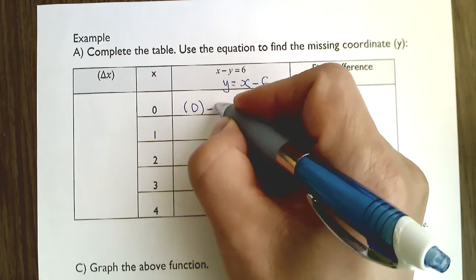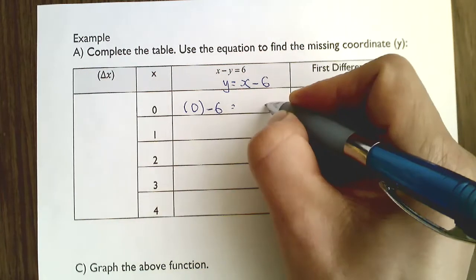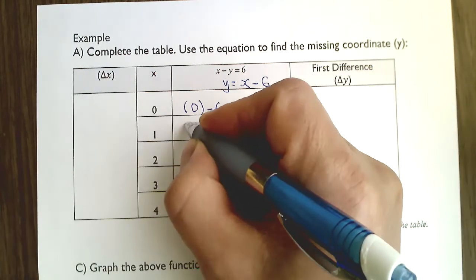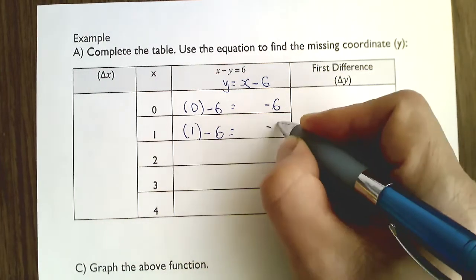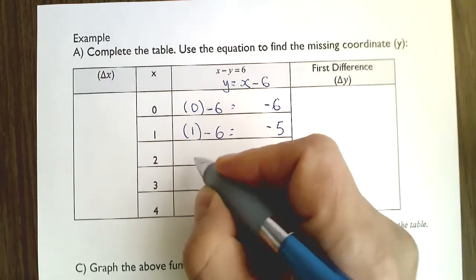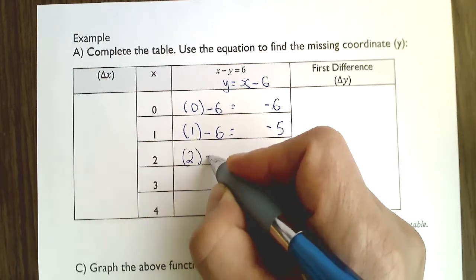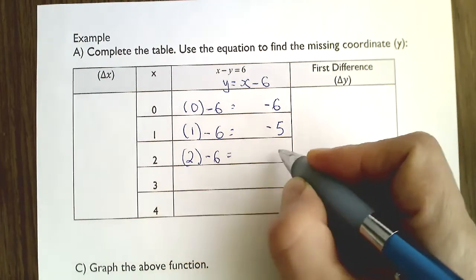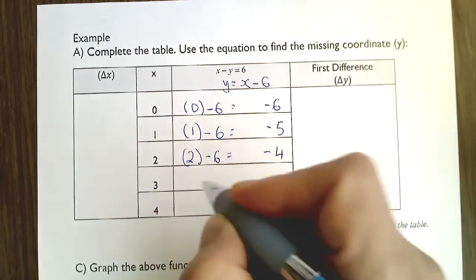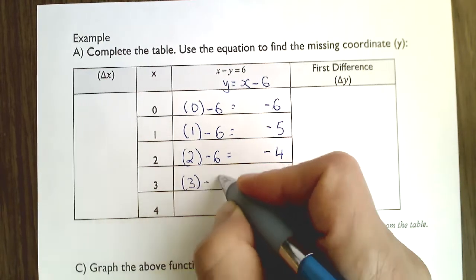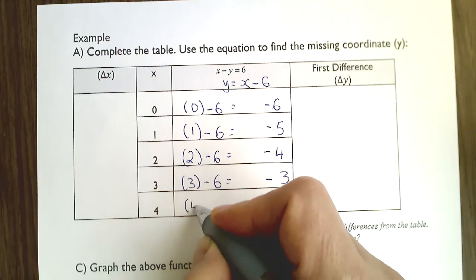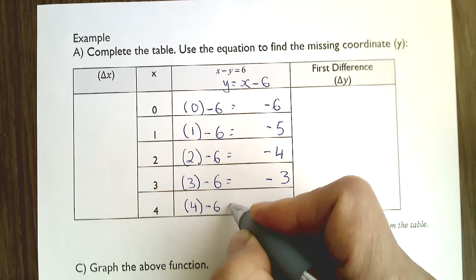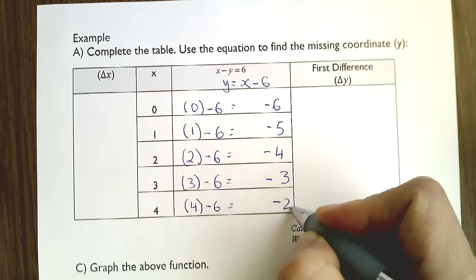So 0 minus 6 is negative 6. 1 minus 6 is going to give me negative 5. 2 minus 6 is negative 4. 3 minus 6 gives me negative 3. And 4 minus 6 will be negative 2.